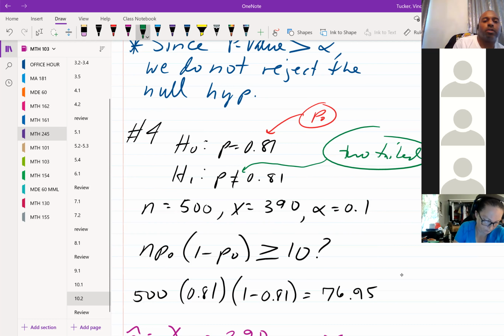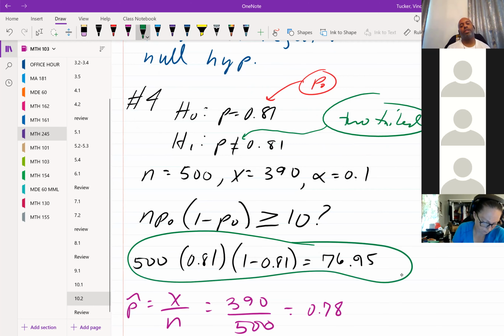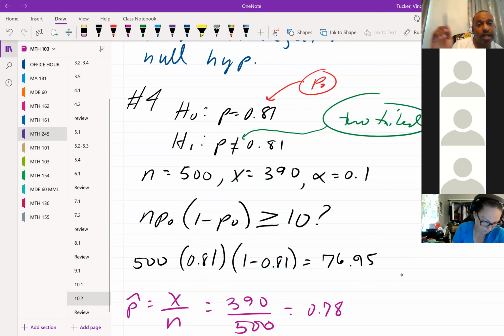All right, so they want us to test this statement first. P naught is this 0.81. That's your population proportion. And so that's what we did right here. 500 times 0.81 times 1 minus 0.81 ends up giving us 76.95, and that is greater than or equal to 10.